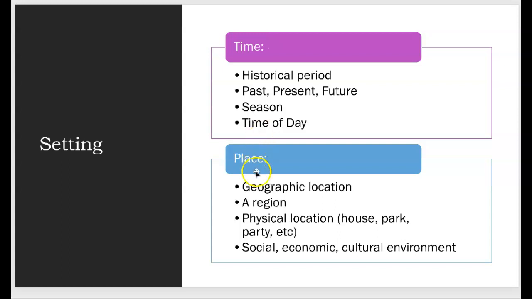So anyways, and then of course place. And place is not necessarily limited to a geographic location or a region. It could also be a physical location like a house, a park, a party, etc. Or it's a social or economical cultural environment. Where and when the story takes place is significant to everything else that happens in the story.